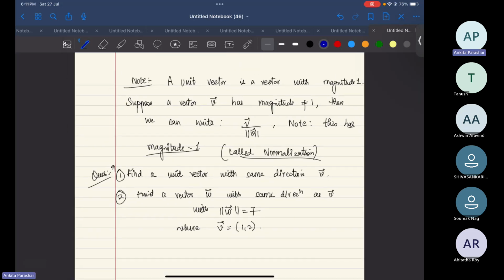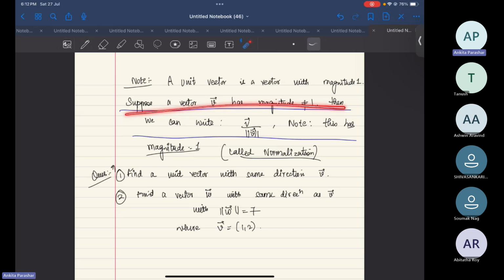A unit vector, just some definition. A unit vector is a vector with magnitude 1. And suppose a vector has magnitude not equal to 1, then we can simply divide that vector by its modulus, and that will become a unit vector. Do you agree with this? Do you follow this line? Let me highlight this line.